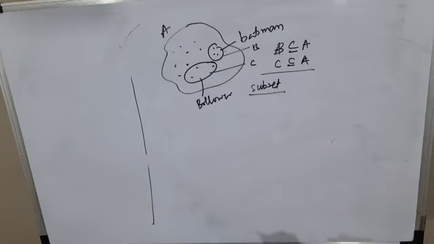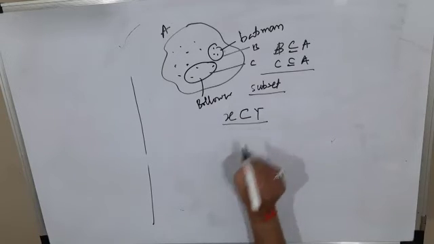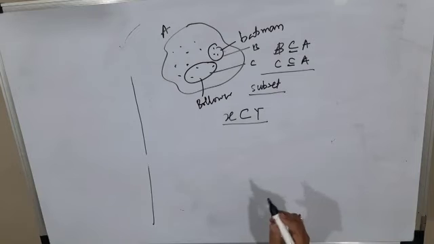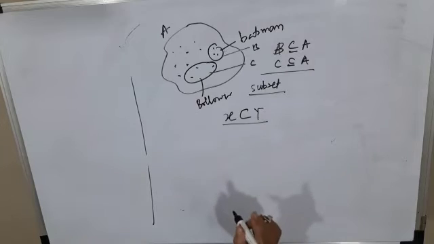What is a proper subset? A subset of A but not equal to A. That is very important. The set X is a proper subset of Y, written as X proper subset of Y. What is the meaning? If every element of X is an element of set Y, you can say that.